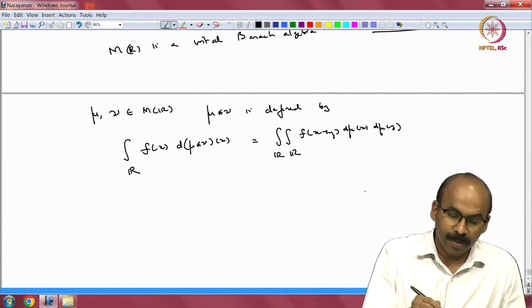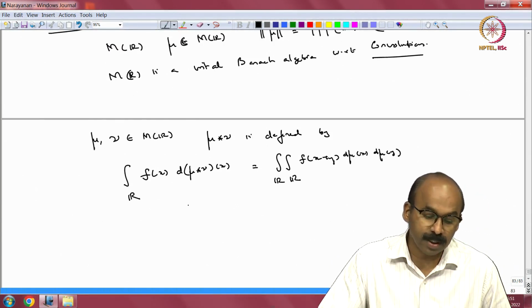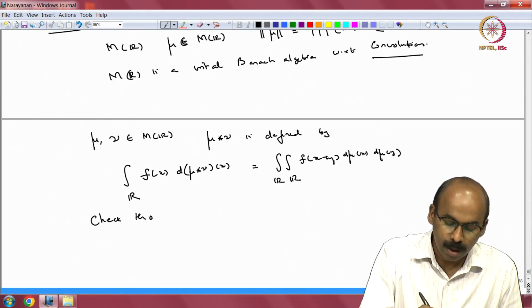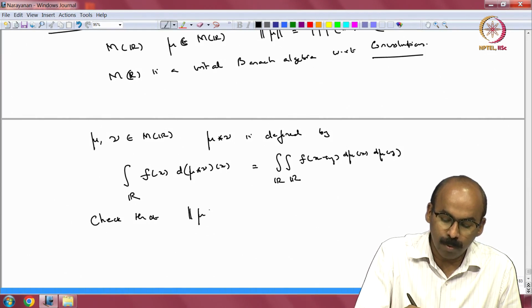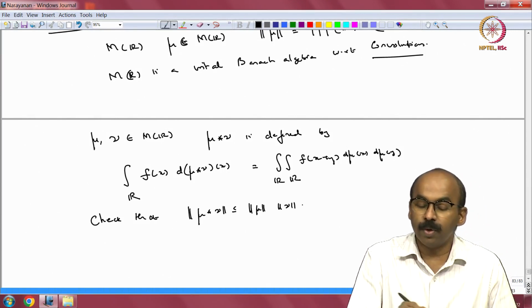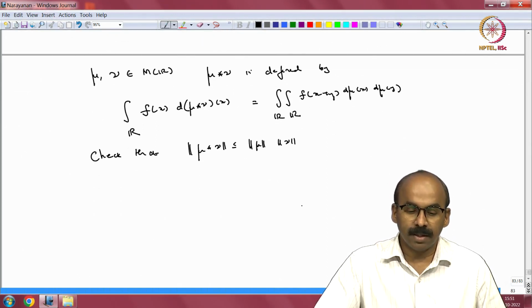Okay. Then M(R) is a unital Banach algebra. Well, you have to check that the norm of mu star nu is less than or equal to the norm of mu times the norm of nu, which makes it into a unital Banach algebra. So, what is the identity? The identity is the Dirac measure at 0, right.